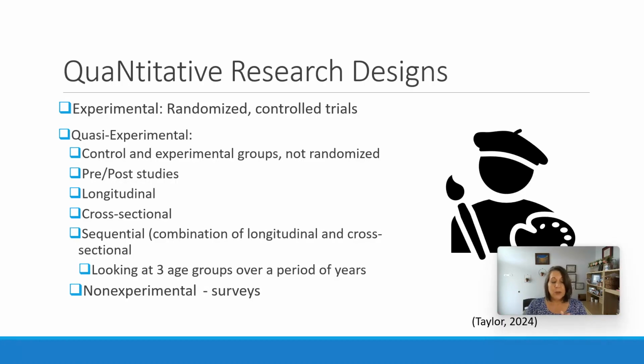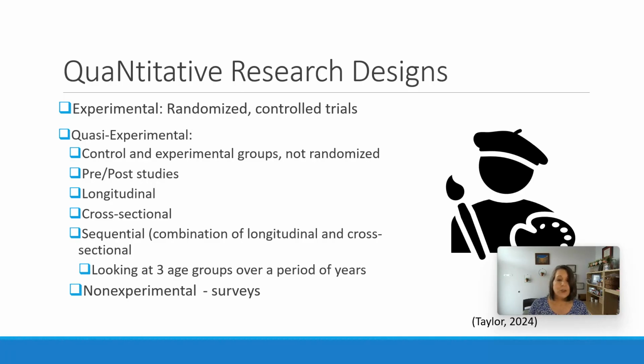Or maybe we're using a survey design and we're comparing two different demographic groups, those in the western half of the United States and those in the eastern half of the United States, but at one point in time. Okay? Sequential is a combination of longitudinal and cross-sectional. So maybe we're looking at west and east 5 years apart for 20 years. Okay? Or looking at 3 age groups over a period of years. We're looking at school-age children versus high school children versus preschool kids or something like that on a particular measure.